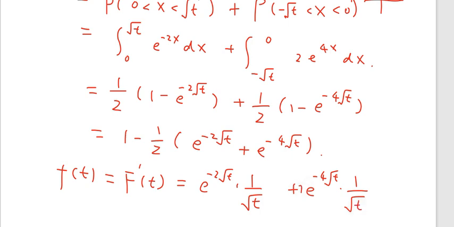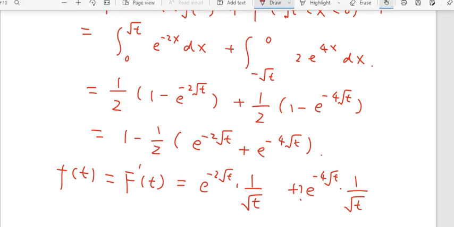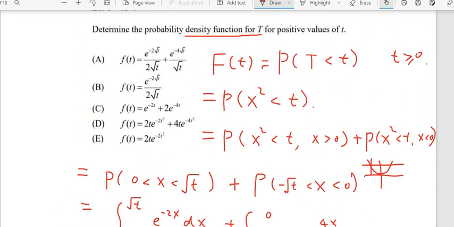So the constants make it work. So here let's check A, B, C, D. We find the density function should look like that, right? So we check the options, and we find the answer should be A, right? Okay.